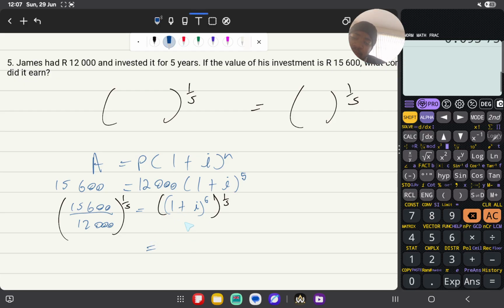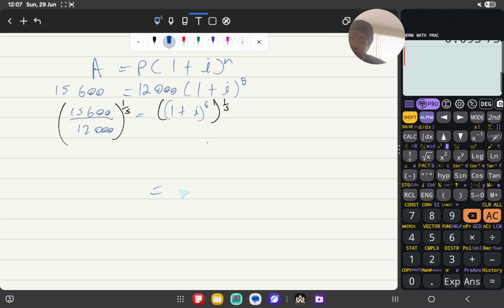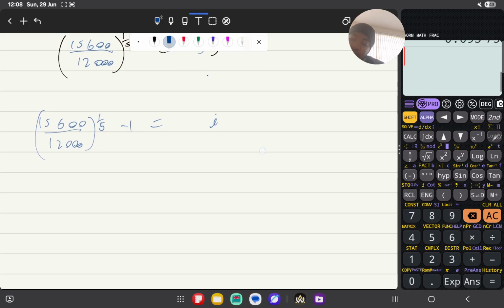After you've done that, this side you have 1 plus I, right? And this side you have 15,600 over 12,000 to the power of 1 over 5. That's how much we have. And then since this is plus 1, we're going to transpose it to the other side. I can just do this and say minus 1. Then from there we will get our value.